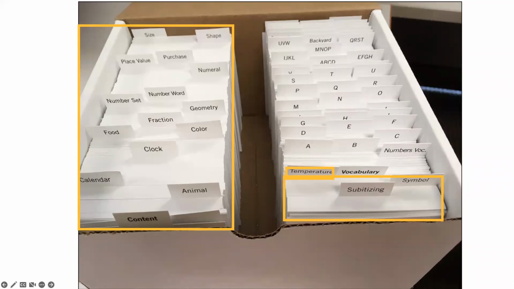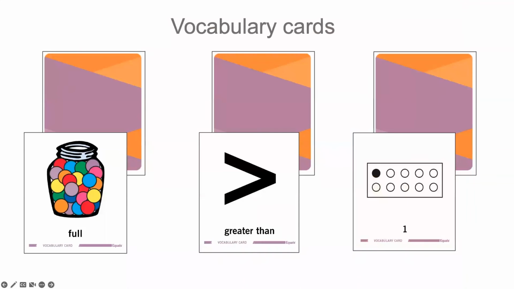Next, you'll want to organize your vocabulary cards. So you'll place the vocabulary tab behind the last content card category, which is temperature, on the right side of the box. You'll place the numbers vocabulary tab and then place your single letter tabs in ABC order to organize your vocabulary cards. So the vocabulary cards have a purple and orange back and have vocabulary card listed on the front.